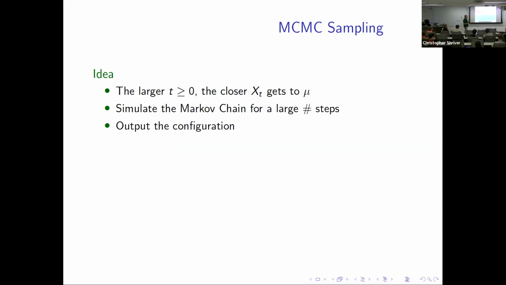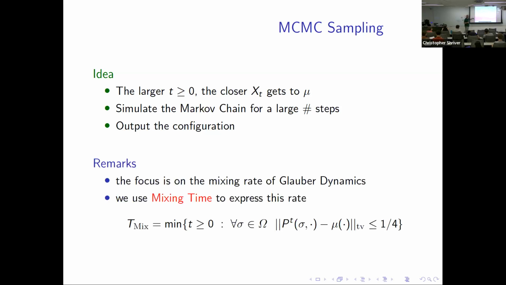So what is the idea here? Basically we have an algorithm that simulates the Markov chain for a sufficiently large number of steps and then outputs the configuration, right? The more we run the chain, the larger the number of steps T we simulate, the closer X_T gets to the equilibrium distribution, right? So in that respect, our focus is on how fast the chain mixes, the mixing rate of Glauber dynamics.